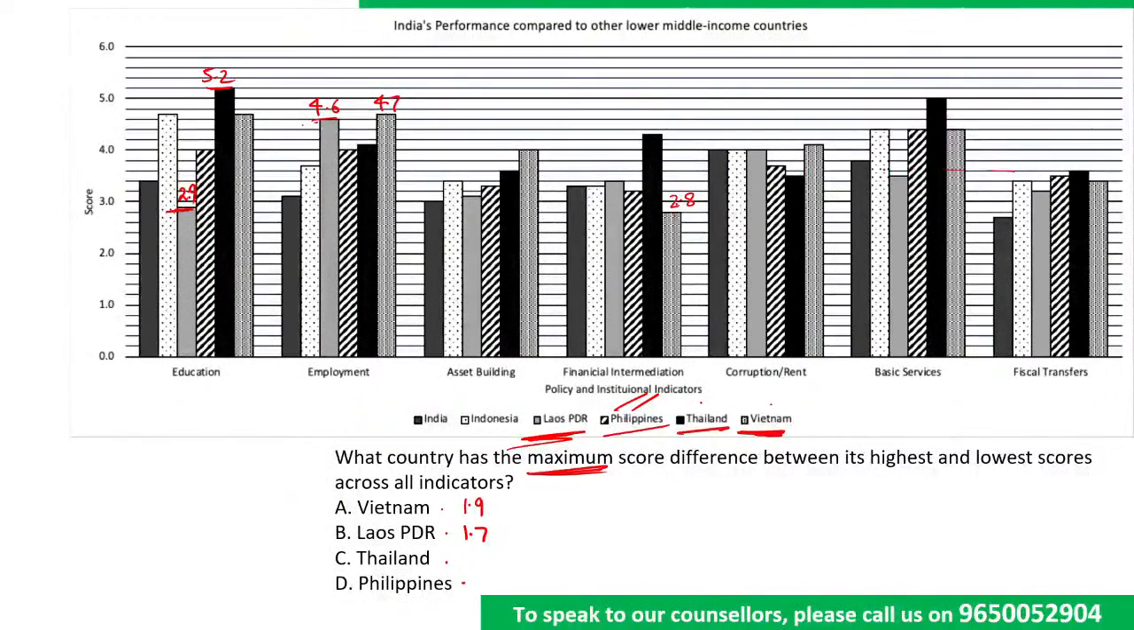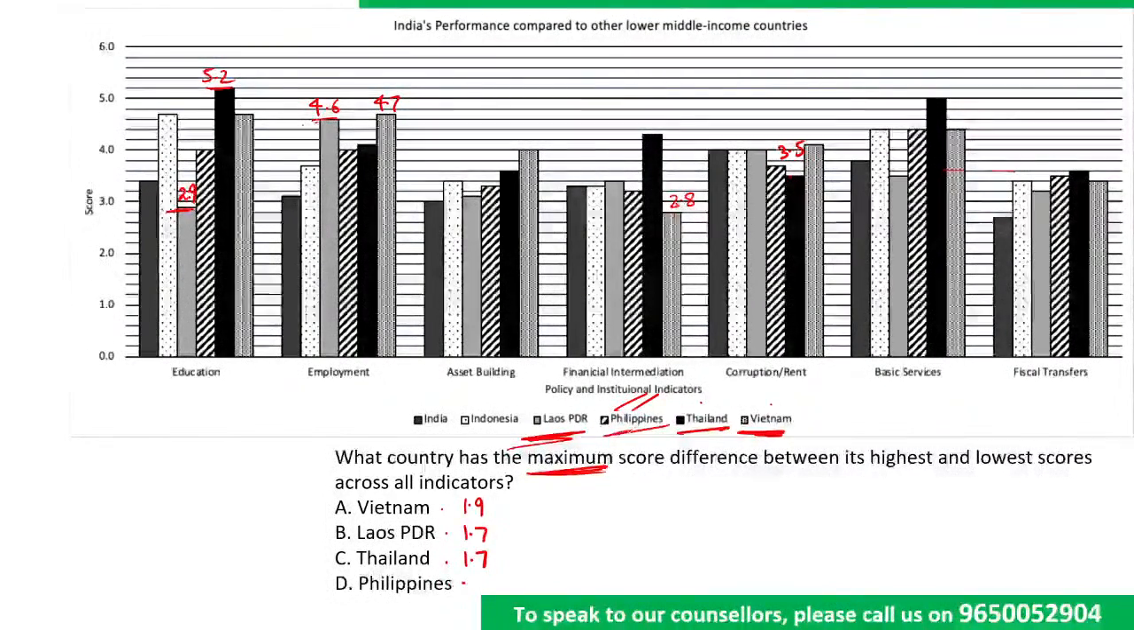This one is equal to this, right? Or this is lower than this? This is the least value. This is 4, 3.8, 3.6, 3.5. So 5.2 minus 3.5, again the difference is 1.7 in Thailand also. Okay. And what country remains?